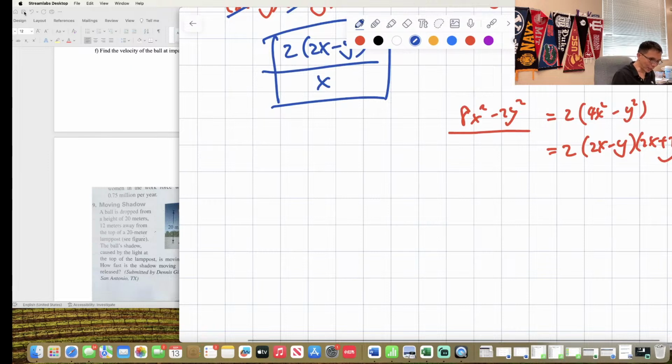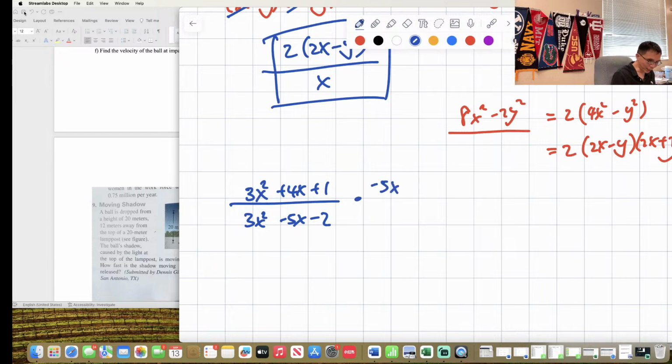I'm checking on 34. What's interesting about 34 is that there was a negative sign over there. So first of all, I will factor 3x squared plus 4x plus 1 over 3x squared minus 5x minus 2. And I'm going to do keep, change, flip first. So it'll be negative 5x squared plus 25x minus 30 all over x squared minus 2x minus 3. I just do keep, change, flip first when I write out the question. Is that okay?